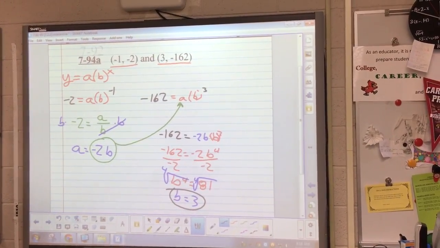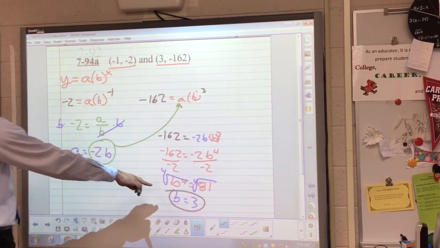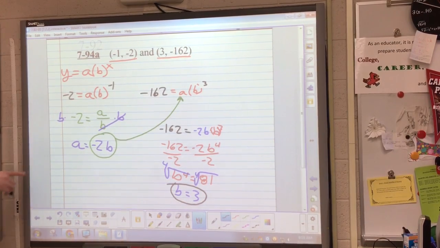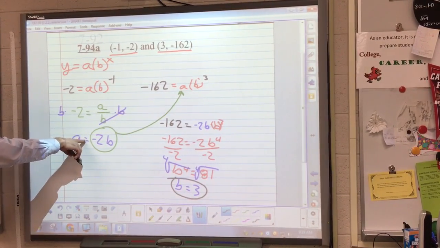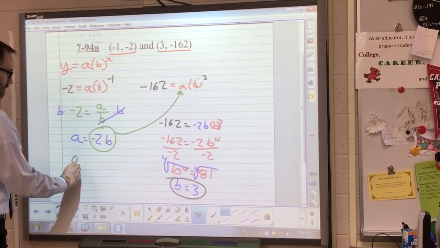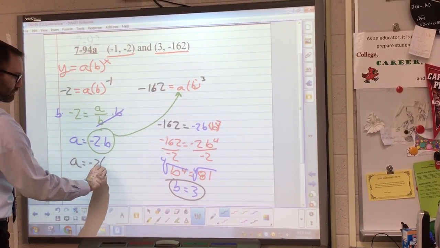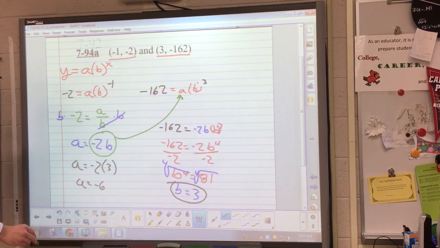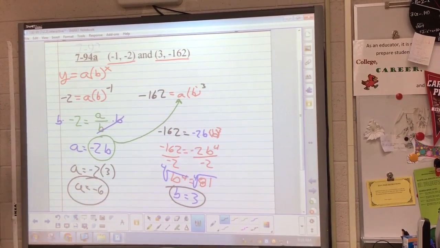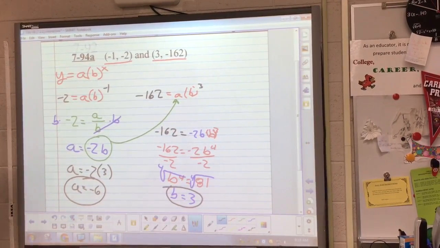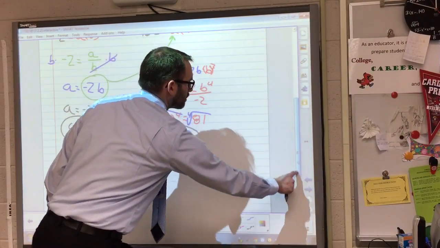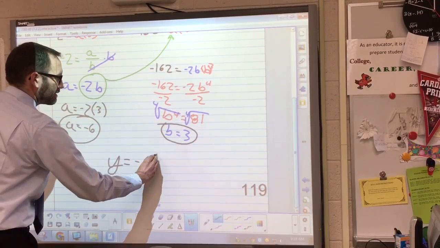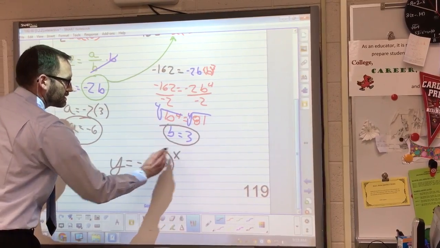I still need to get my a value. I can substitute it into any of the original equations, although the easiest portion is actually going to be right here. A equals -2 times b, so a equals -2 times 3, a equals -6. Since I have the other portion of my equation, I can now put that all together. Now I know y equals a times b to the x power.